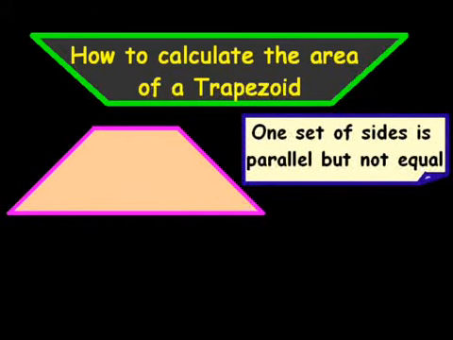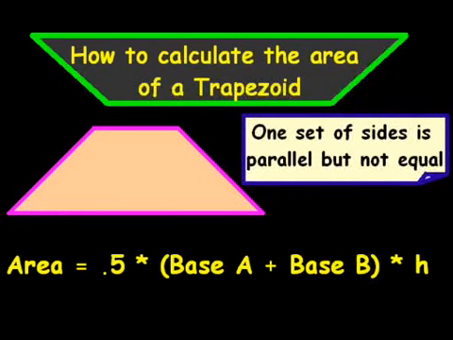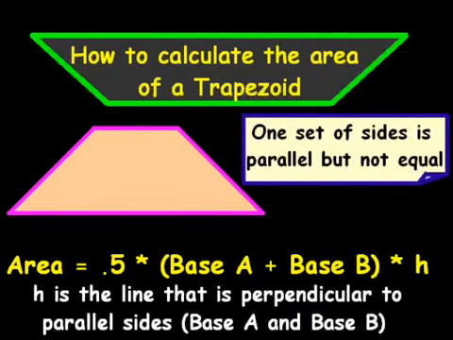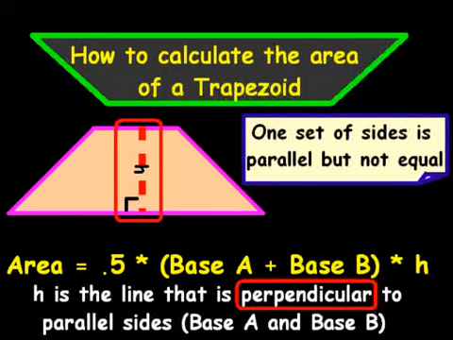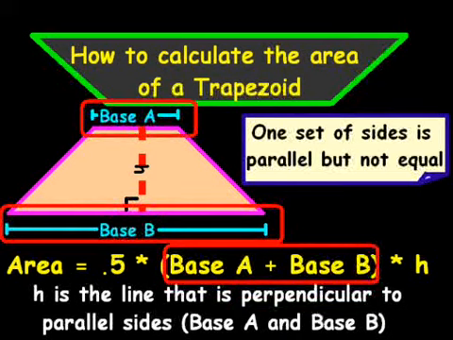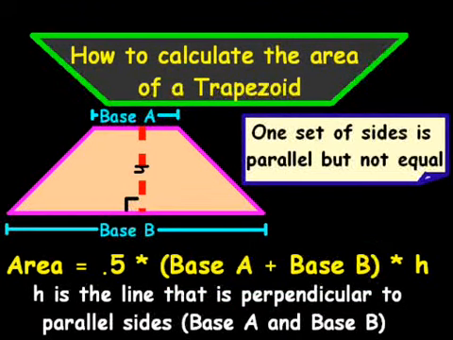Now, the formula for calculating the area of a trapezoid is going to be: the area is going to equal 0.5 times parentheses base A plus base B parentheses and then times H. And H is going to be a line that's perpendicular to the parallel sides on base A or base B. So H is basically a line that runs through base A and base B.